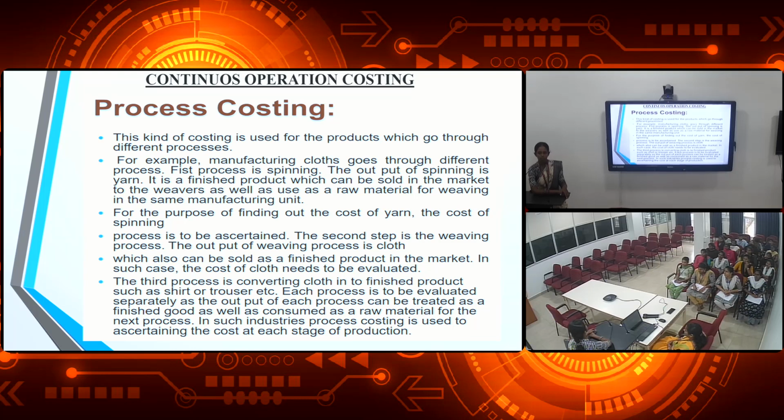How do you evaluate the cost of cloth? By ascertaining what? Cost of raw material, cost of manufacturing, cost of weaving or knitting. The third process is converting the cloth into a finished product, whether a garment, shirt, trouser or t-shirt. Each process is to be evaluated separately, as the output of each process can be treated as finished goods as well as consumed as raw material for the next process.